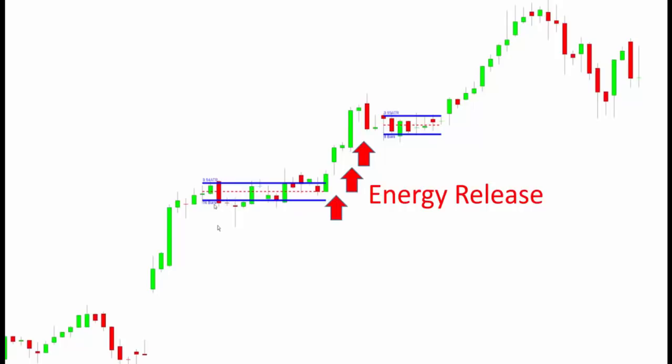So you can see here the first compression lasted 16 bars, and then you get that energy release. That's what you're looking to trade as a trader. And once that's done, you're done. So you don't want to overstay your welcome.